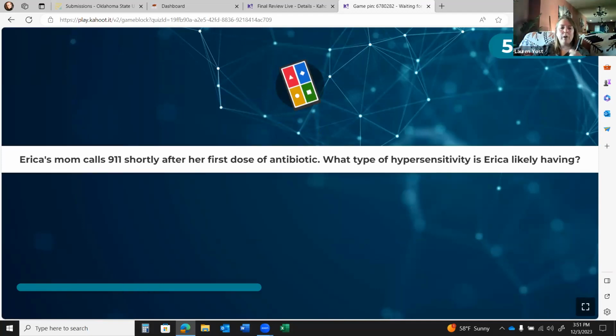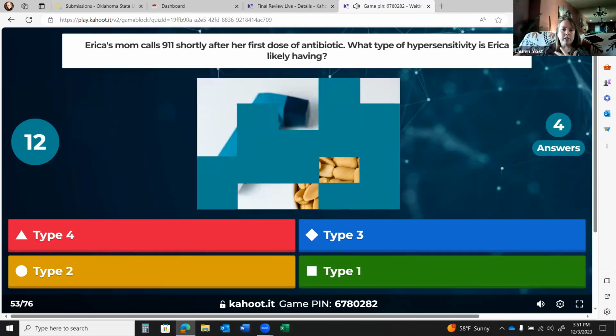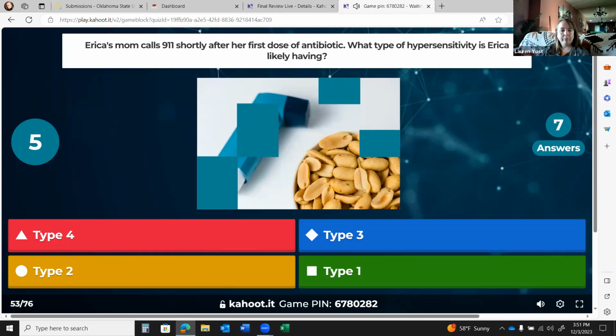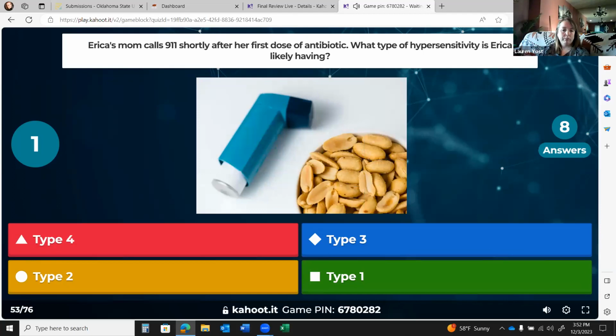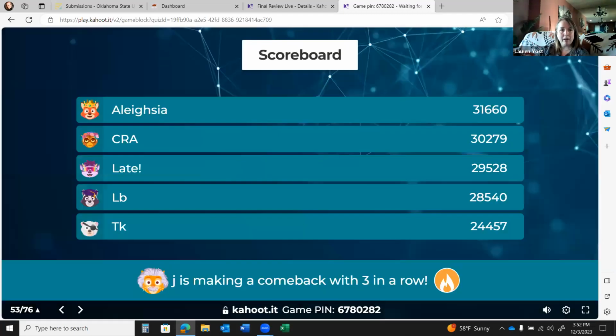Erica's mom calls 911 after Erica's first dose of antibiotic. What type of hypersensitivity is Erica likely having? I couldn't fit all the words in here of what's going on, but imagine that she's having a really hard time suddenly breathing. She can't take much air in. Exactly. This is going to be a type 1, which is the allergy related hypersensitivity, which this is anaphylaxis, right? Which is systemic allergic response.